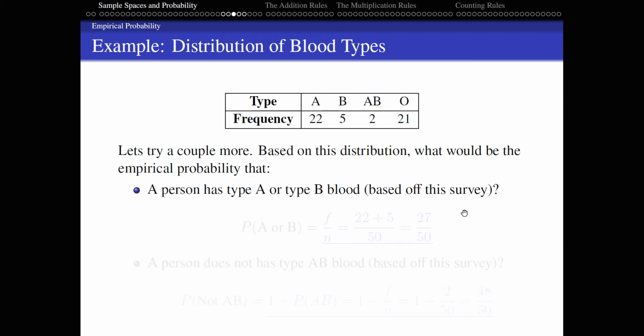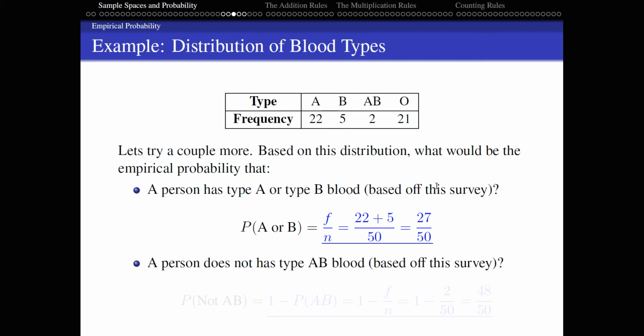Let's do a couple more based on this distribution. Just pause the video, give it a shot on your own. What's the probability that a person has type A or type B blood? Pause it and give it a shot. Okay, so type A, 22, type B, 5. You can have either one, so there's 27 possibilities. 27 people had type A or type B blood out of 50 total, so our probability is 27 out of 50. What is the probability that a person does not have type AB blood?